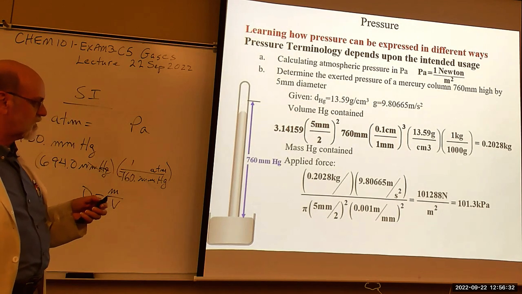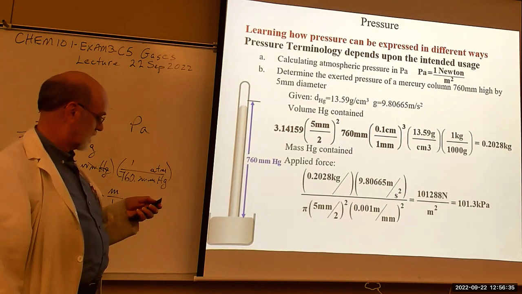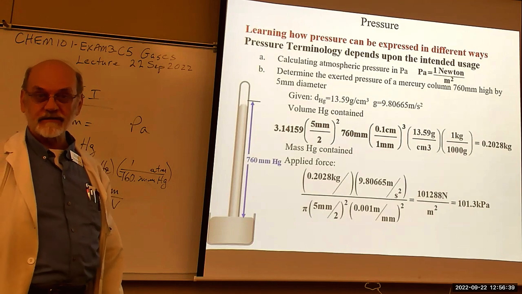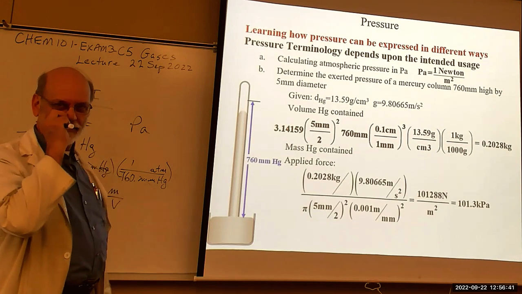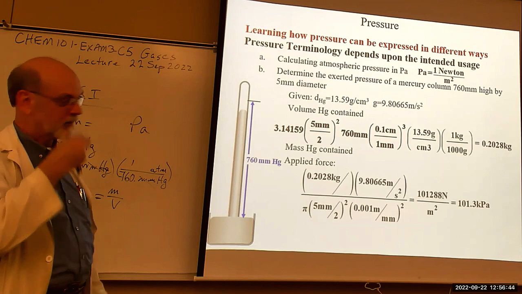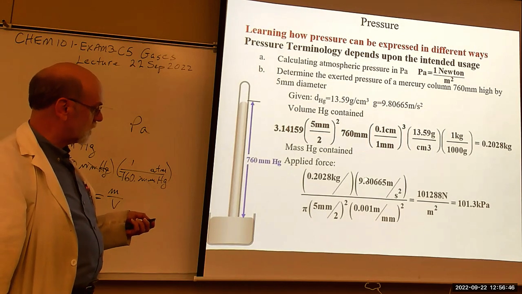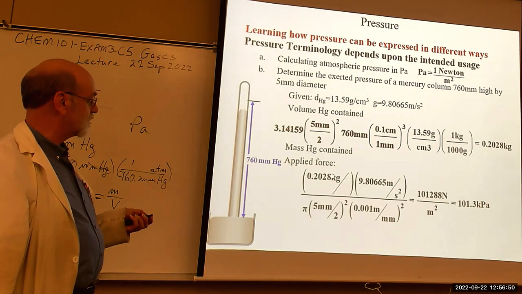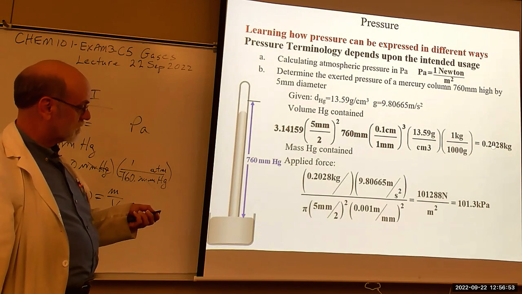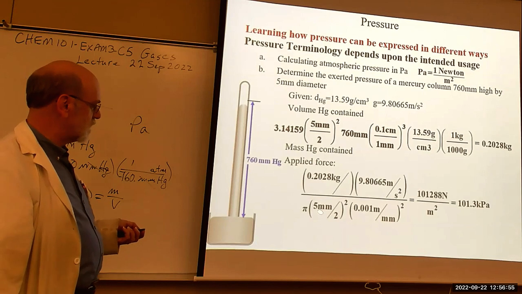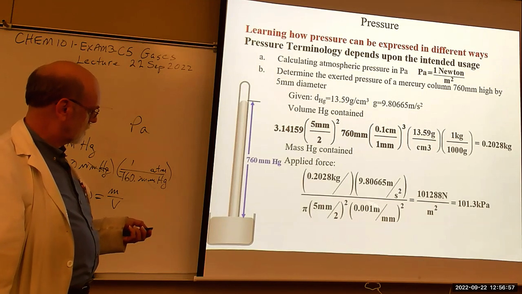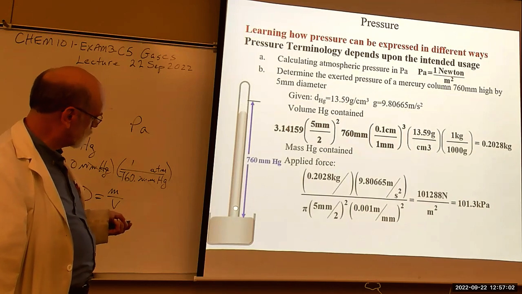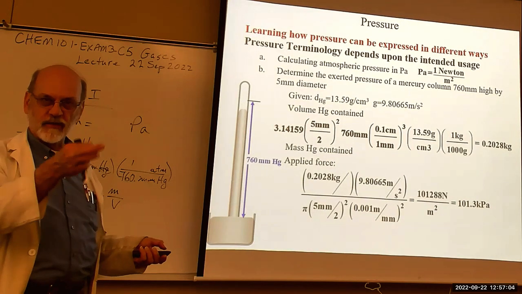There's a lot of math in here. Has anybody had physics in here? Physical science? No? Because you get a smattering of physics in there too. This is the acceleration due to gravity, 9.8 meters per second squared. This is the mass in kilograms of that mercury. And these are conversions. This gets you to the square meters that's represented in that column of mercury.